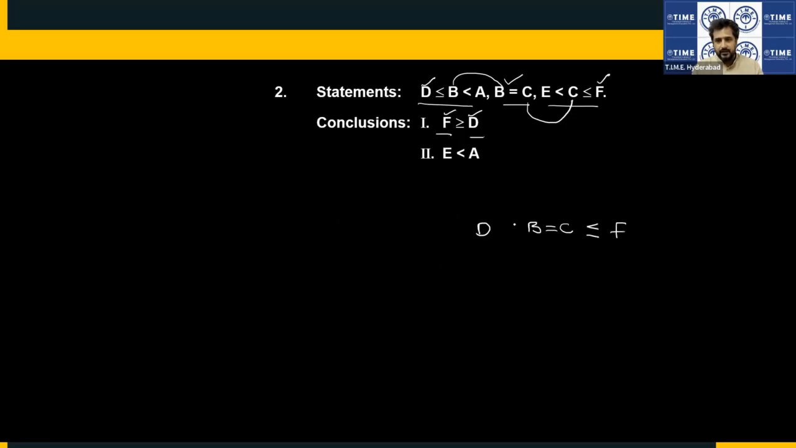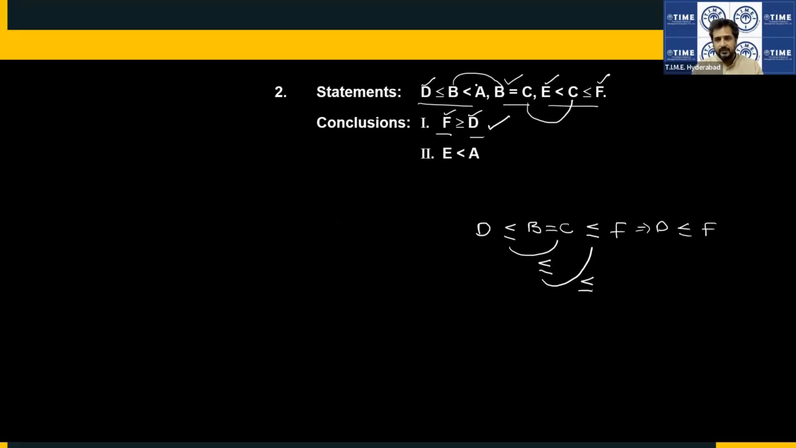D and B, D less than or equal to B. Now find out the relation between D and F. Less than or equal to and equal to leads to less than or equal to. Now less than or equal to and less than or equal to leads to less than or equal to. So D is less than or equal to F. D less than or equal to F is as good as F greater than or equal to D. So conclusion 1 follows. Now move on to the second one.